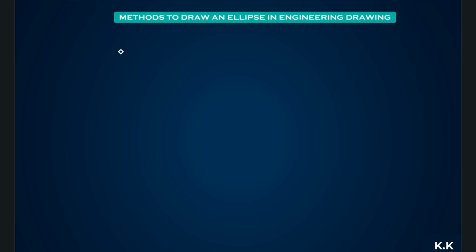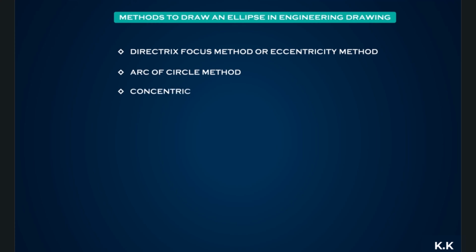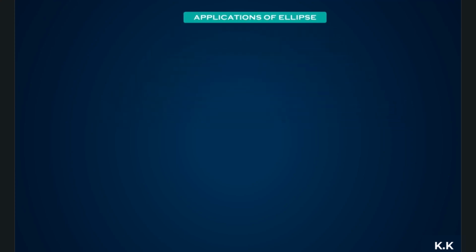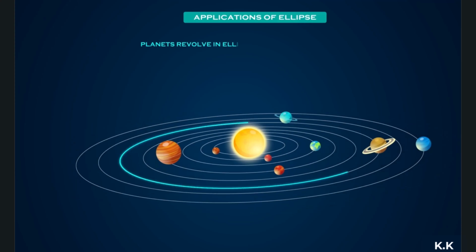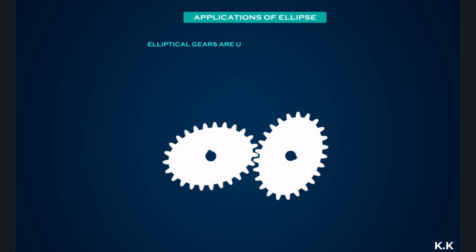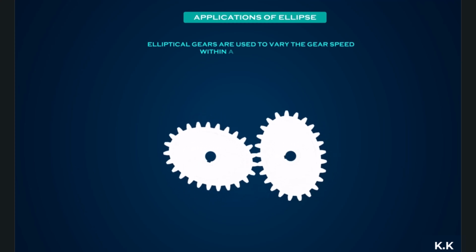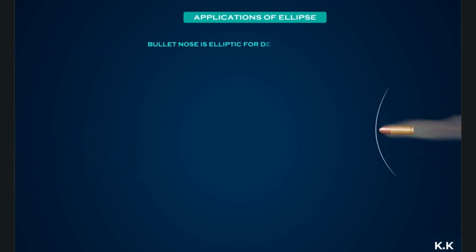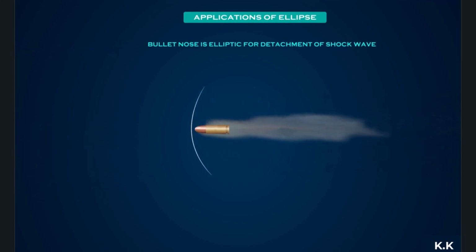They are directrix focus method or eccentricity method, arc of circle method, concentric circle method, rectangle method. Applications of ellipse. Ellipse is used in planets revolve in elliptical orbits for stability. Elliptical gears are used to vary the gear speed within a single rotation. Bullet nose is elliptical for detachment of shock waves.